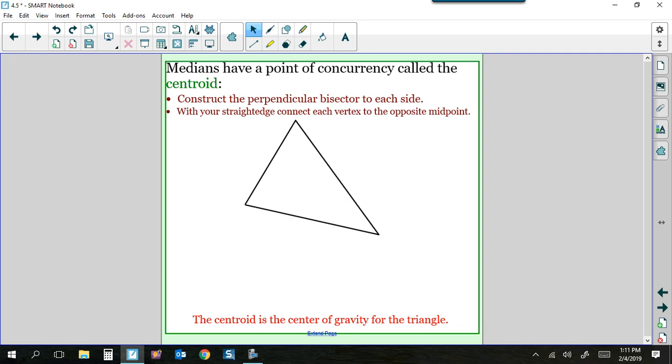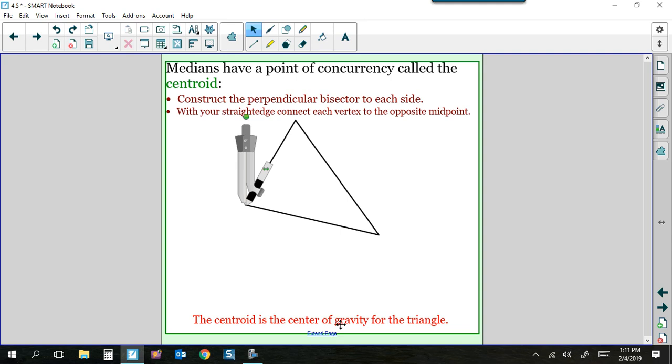The cool thing about finding the centroid is a couple of things. Number one, it will always be on the inside of your triangle. And number two, it is the center of balance for any triangle. So when you find the centroid, if you were to take a pin and stick it right under any triangle, regardless of its weight, under that point, your triangle would balance. That is true. I have center of gravity, but same thing, just so you guys know.